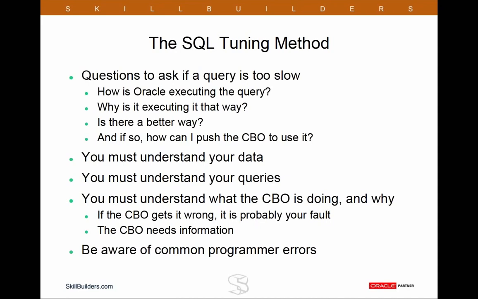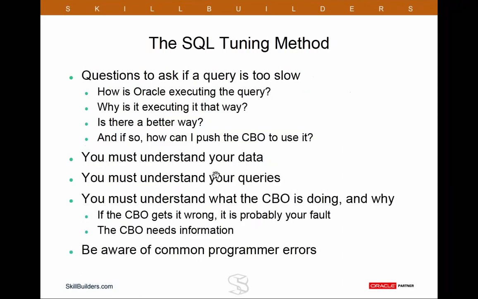How can I influence the optimizer to use this better way? Maybe it's better statistics. Maybe it's by adding or removing an index. If all else fails, in order to answer these questions, how is Oracle executing the query? Why is it executing that way? Is there a better way? You must understand your data. You've got to know, for example, that 5% of your customers are in New York and 95% of your customers are in Connecticut. If you don't understand your data, you're not going to be able to tune your query. And of course, you must understand what your query is trying to do.